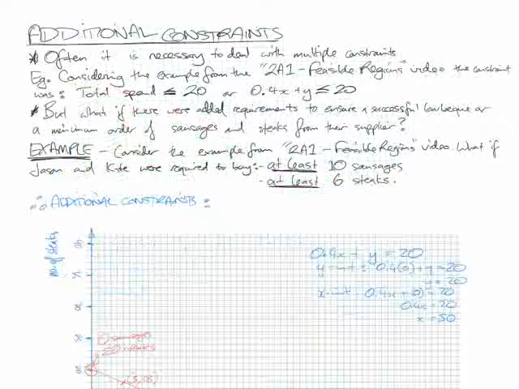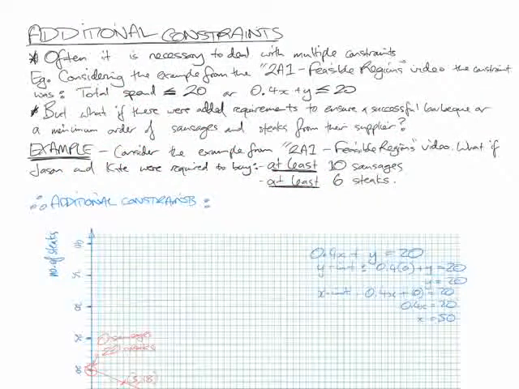This is another video. This one is on additional constraints. So often it's necessary to deal with multiple constraints at the same time when dealing with two variables and the relationship between them. So we're going to continue by considering the example from the 2A1 feasible regions video.